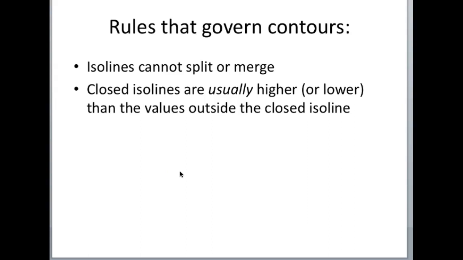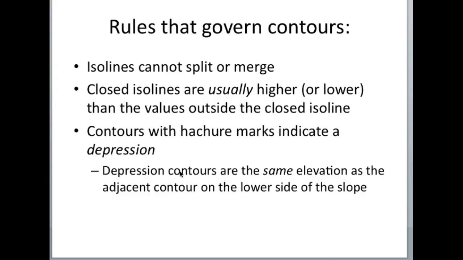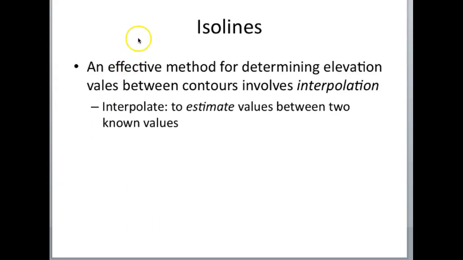Closed isolines are usually higher or lower than the values outside of the closed isoline. Usually higher, but sometimes lower. Closed meaning they just form a complete circle. Contours with hachure marks indicate a depression. Depression contours are the same elevation as the adjacent contour on the lower side of the slope. And isolines represent an effective method for determining elevation values between contours. Sorry for missing a letter there. This involves interpolation. To interpolate means to estimate the values between two known values.